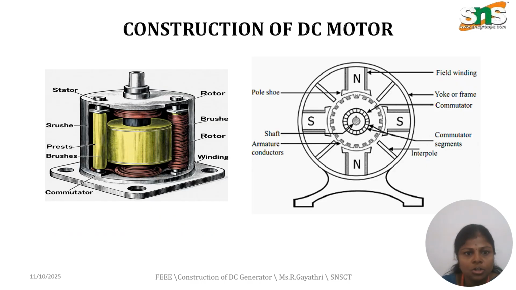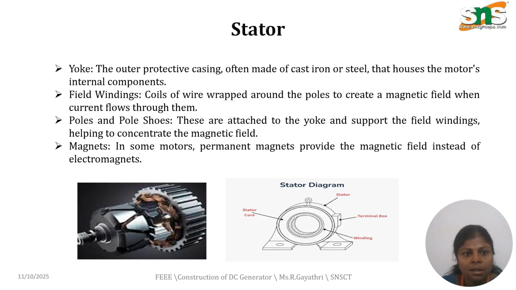Coming to the construction of DC motors, first there is the field winding, and the outer layer is the yoke or frame. In the center there will be a commutator, and next to the commutator there will be commutator segments. Between the frame structure there will be interpoles, and armature and armature winding will be there, and the shaft, to which the load will be connected. Coming to the stator, the stator will have yoke, field windings, poles and pole shoes.